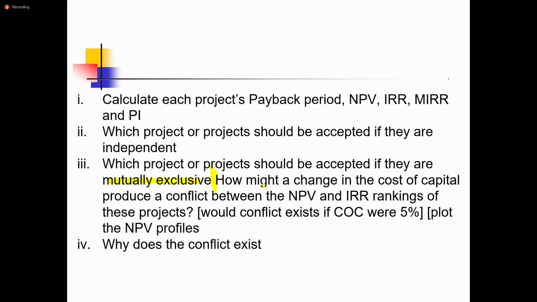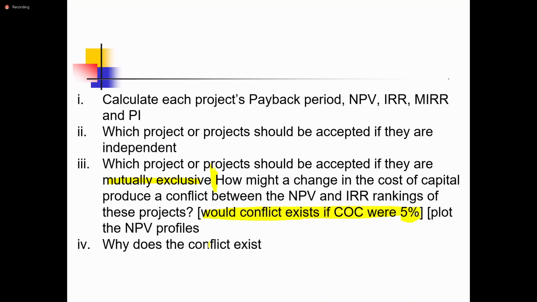But when the cost of capital is greater than this crossover rate, no conflict. So likewise, you can answer the question. It asks, would conflict exist if the cost of capital were 5%? In order to answer this question, you should know what the crossover rate is. If this is less than the crossover rate, yes, conflict exists. If this is greater than the crossover rate, no conflict.